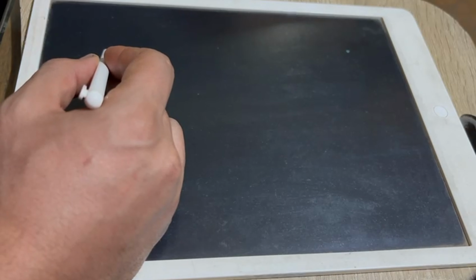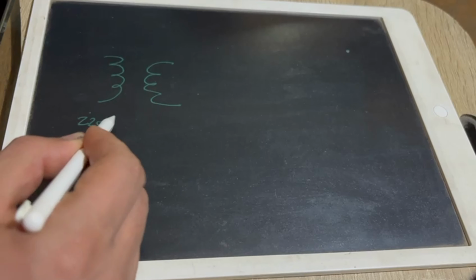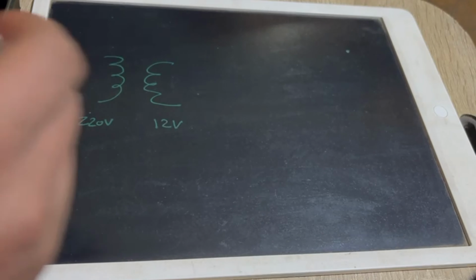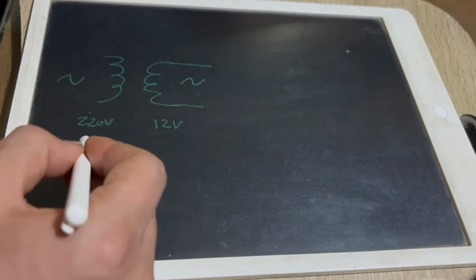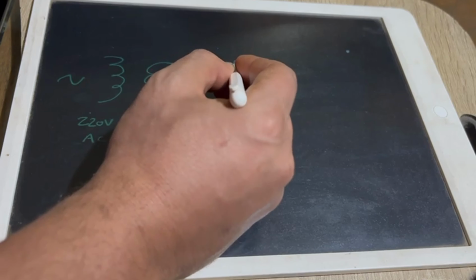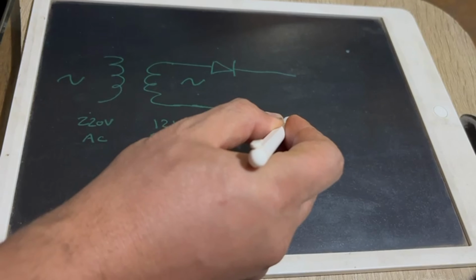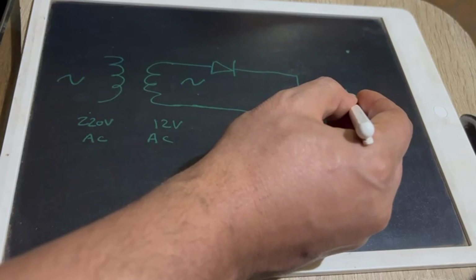Connections. We will connect the primary coil of the transformer to 220 volt AC. The output voltage of the transformer is 12 volt AC. Now we will connect the two terminals of the diode as you see in the video. Now connect the load and our circuit is ready.